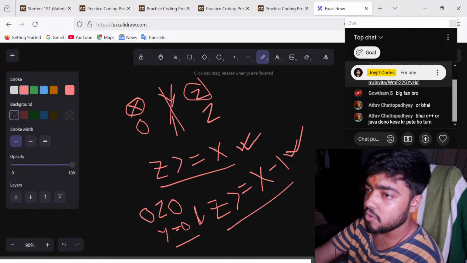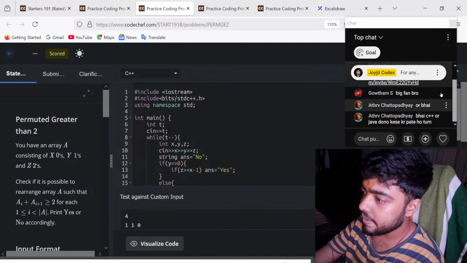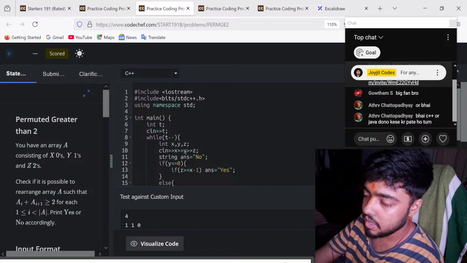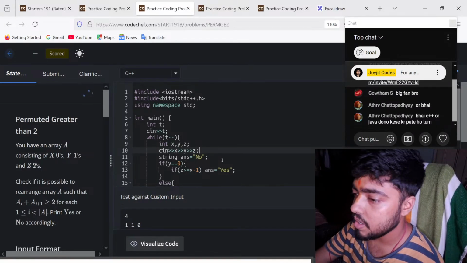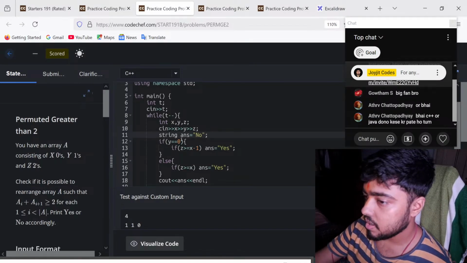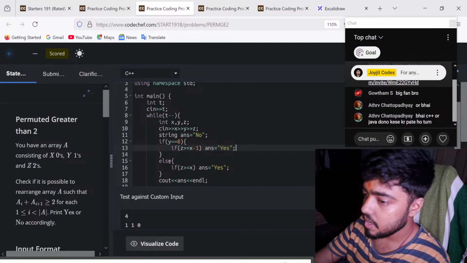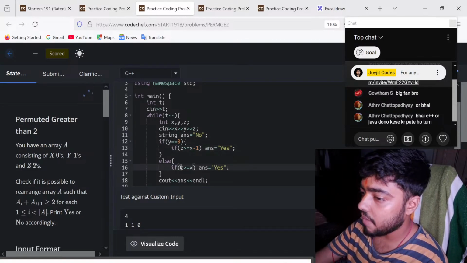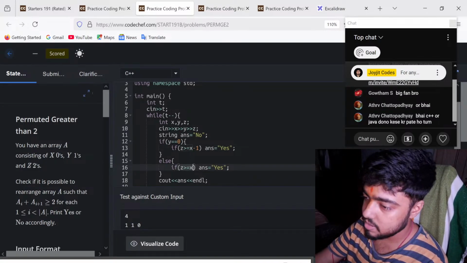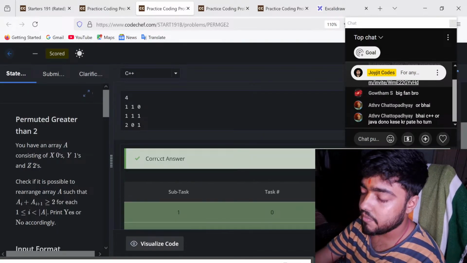Okay, any doubt on this? Any doubt you can write in the live chat. Till then I'll just explain the code. x, y, z, answer is initially no. Now there are two steps: y is equal to 0 and y is equal to 1. If y is equal to 0, z greater than or equal to x minus 1 should give me yes. But if it is not so, then we have to strictly consider z greater than or equal to x. For your confirmation, it's the correct answer.